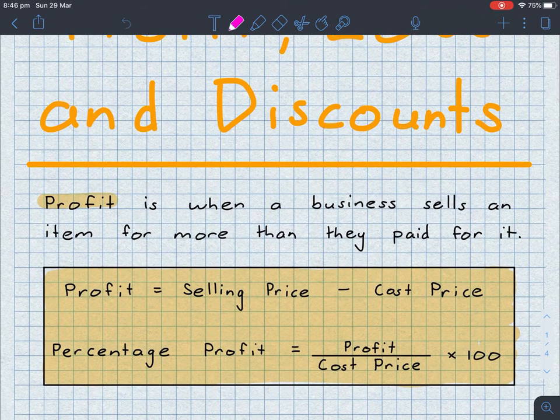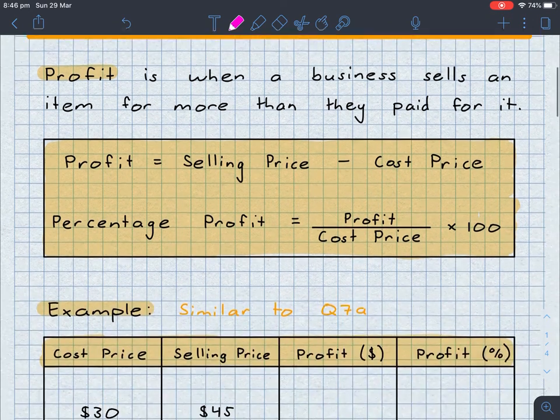Now, profit is when a business sells an item for more than they paid for it. This is something that you probably already knew. And we have two formulas here in this rectangle that we're going to use. So first of all, profit is just whatever we sell the item for, take away whatever we paid for it. So that formula is just one number minus the other. Nice and easy. And then percentage profit, we're going to write our profit as a fraction. And then we know to make it a percentage, we just have to times by 100. So let's have a go at a few of these things.